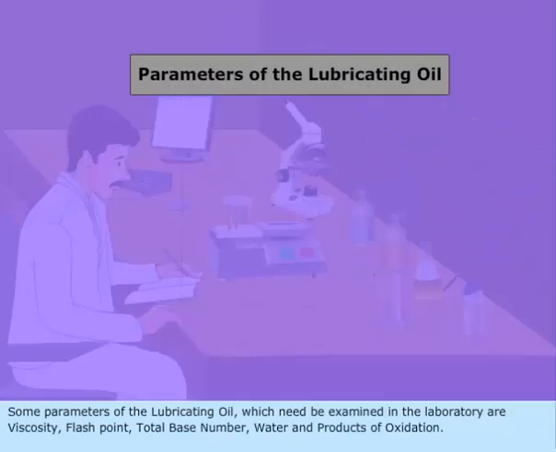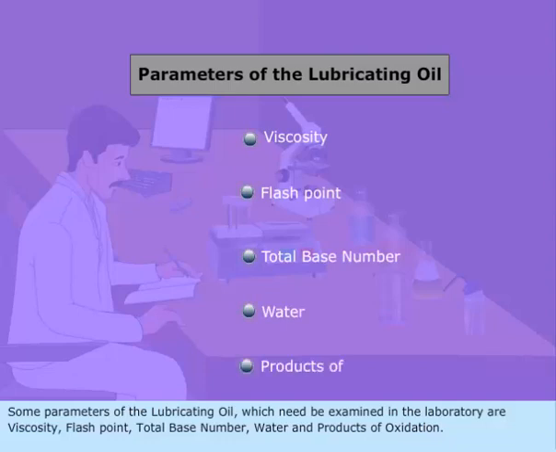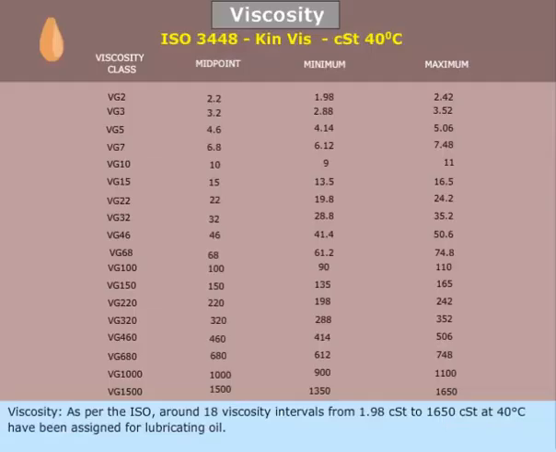Some parameters of the lubricating oil which need be examined in the laboratory are viscosity, flash point, total base number, water and products of oxidation. Viscosity. As per the ISO, around 18 viscosity intervals from 1.98 centistokes to 1650 centistokes at 40 degrees Celsius have been assigned for lubricating oil.